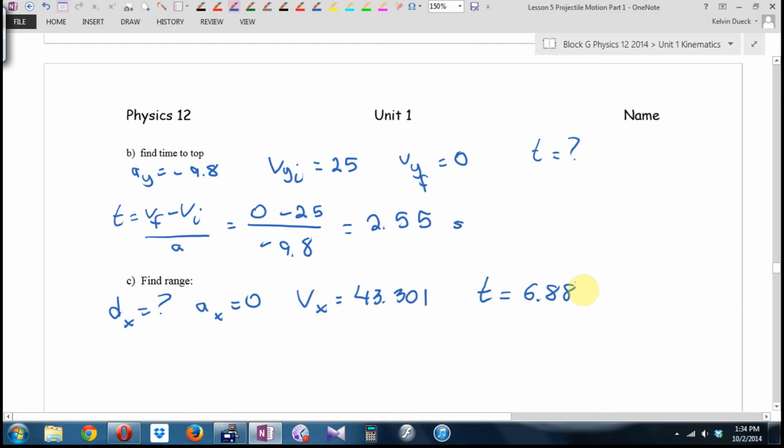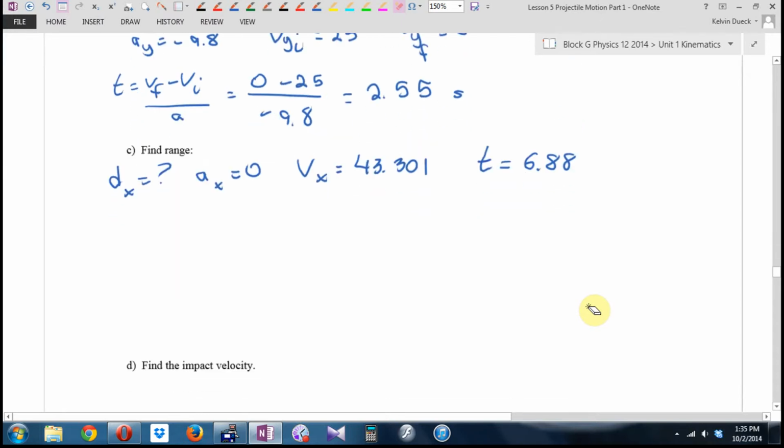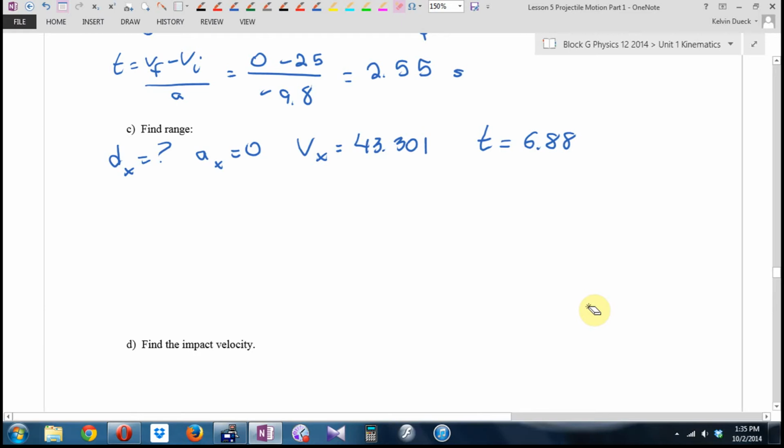By the way, you'll notice also, because we're launching off of a cliff, I can't use the trick of doubling time to the top to get total time. Doesn't work anymore, because you're going to fall for longer than you went up. Looking for an equation that has D, A, V, and T in it. Which equation does have D, A, V, and T in it?